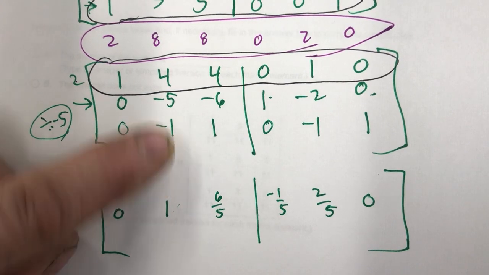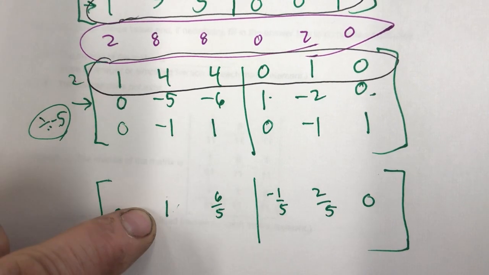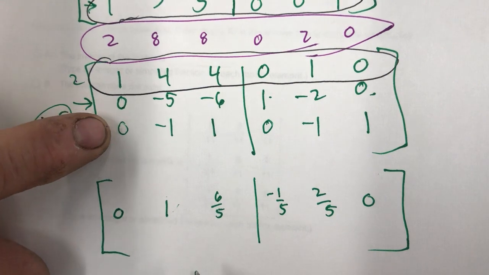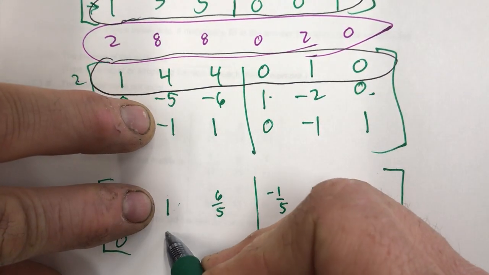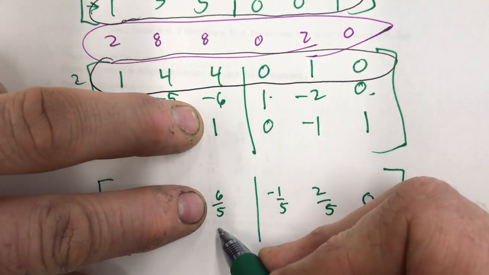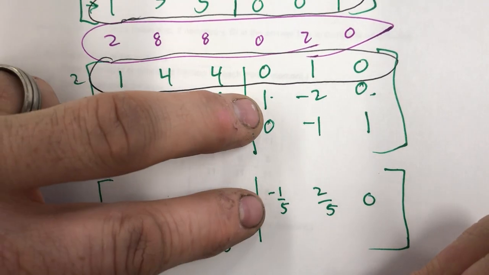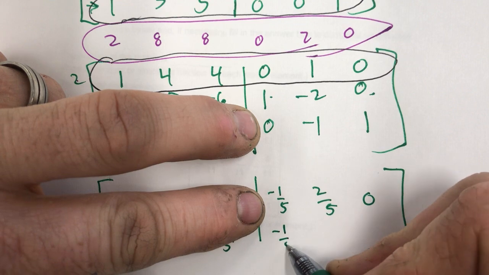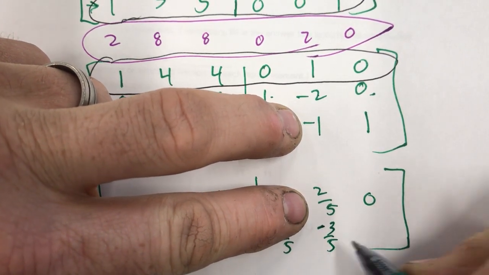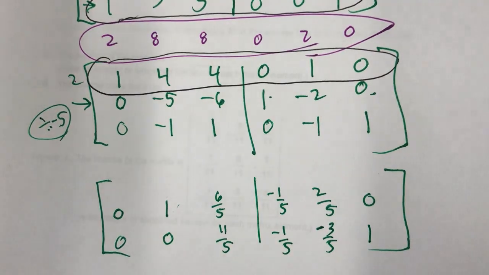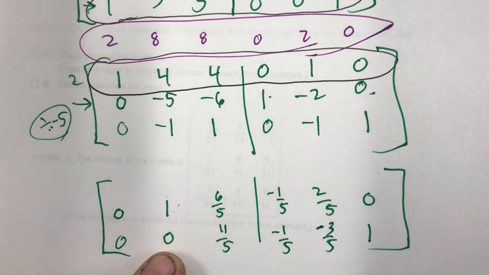So if I just add these two, negative 1 plus 1 will be a 0 down here. So I'm going to take these two and add them. So 0 plus 0 is 0. Negative 1 plus 1 is 0. 1 plus 6/5 is 11/5. 0 plus negative 1/5 is negative 1/5. Negative 1 plus 2/5 is negative 3/5. And 1 plus 0 is 1. And I got my 0 in there.